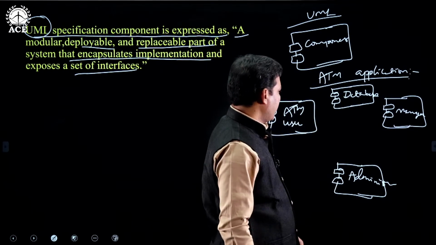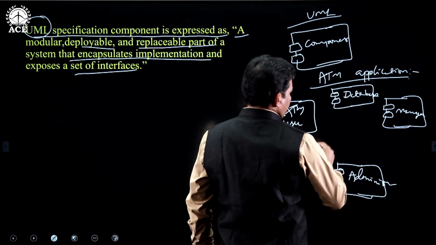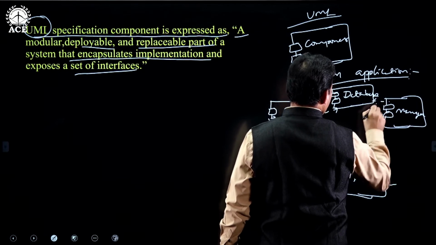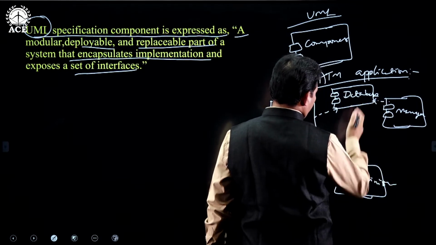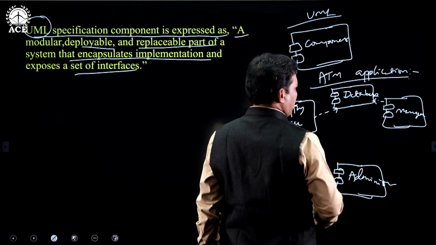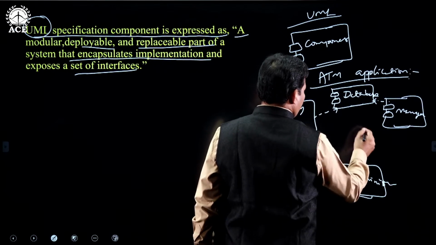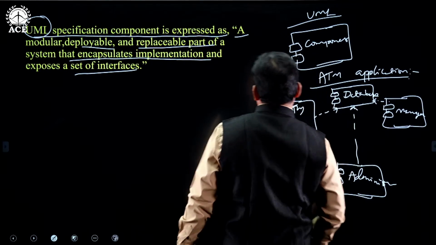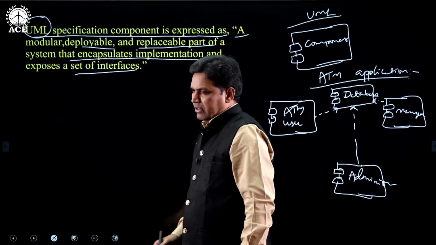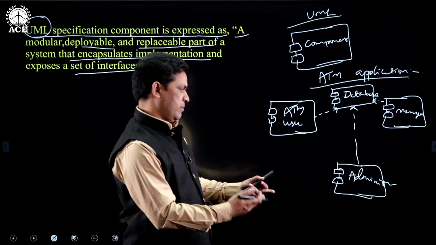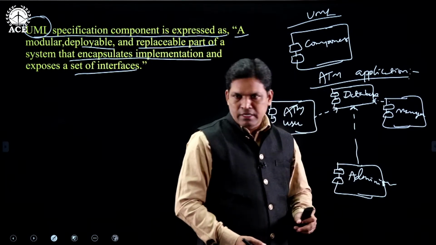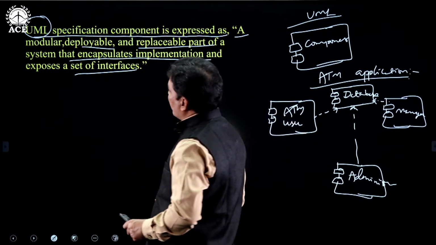Which component depends on which component here? ATM user depends on the database. Even the bank manager depends on the database because they want to view it. The database consists of all the ATM user, customer or client details. The administrator also depends on the database. This is the dependency relationship in UML: one component depends on another component, here the ATM user component depends on the database component.